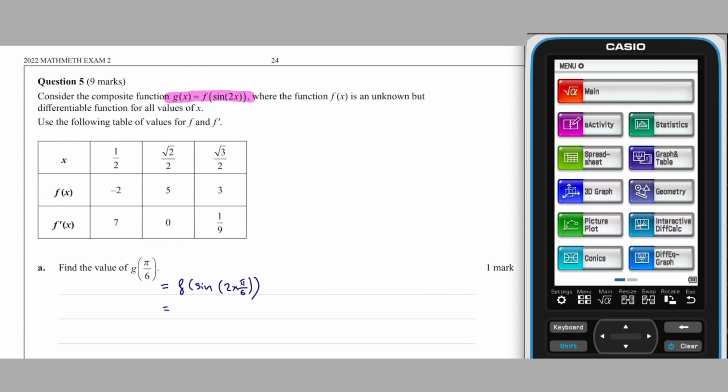2 times pi on 6 equals pi on 3, and the exact value of sine pi on 3 is root 3 over 2. A fact that is handy to recall, but if you don't, it can always be calculated on your ClassPad. Using the table provided, f of root 3 over 2 equals 3.